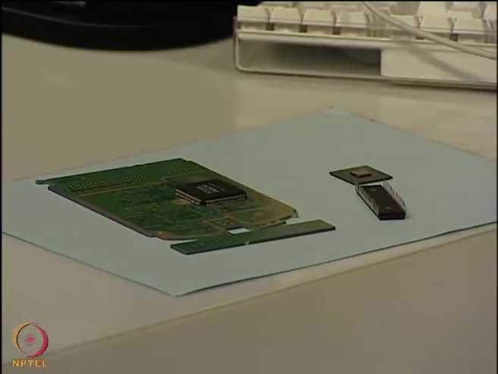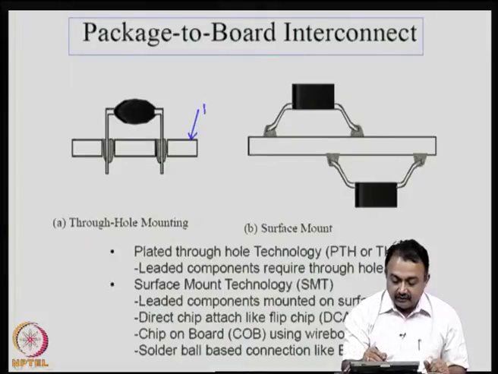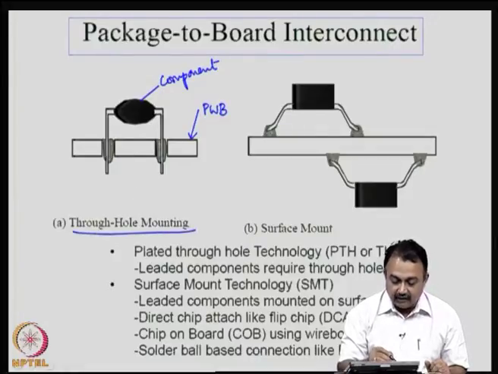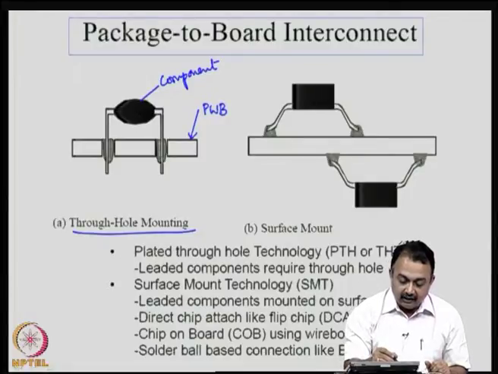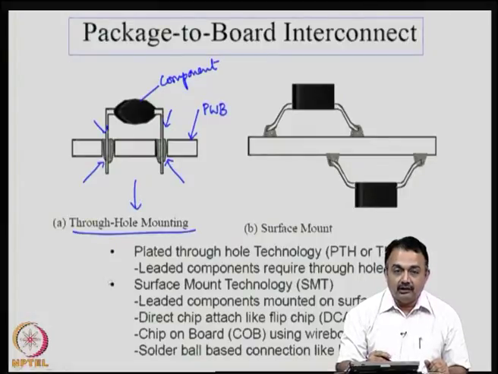So, if you look at package to board interconnect, this is the second level interconnect. If you look at this figure, this is your printed wiring board and this is your component, the package. These are known as through hole packages. This component has leads which are very long and these need to be inserted through the holes present in the printed wiring board. So, these interconnection choices are known as through hole mounting interconnects.